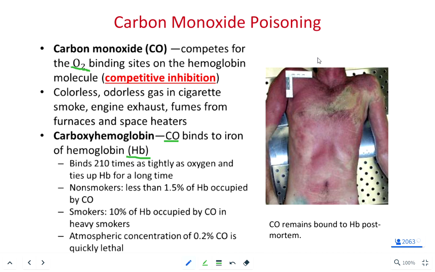Where was I going with this? Oh, carbon monoxide poisoning. Yeah, I had some rage associated with that. Carbon monoxide binds really tightly to the hemoglobin, and it makes it appear bright red.